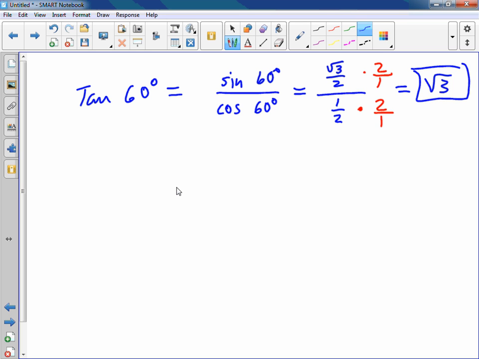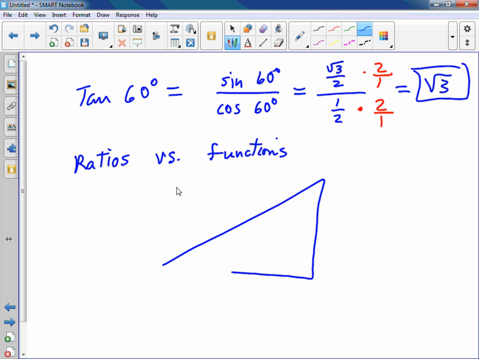I was going to remind you all about ratios versus, I don't know, functions. If we're dealing with, and I'll start with a right triangle because it's more straightforward. If we're dealing with this angle, which, I don't know, 30 degrees here, and this is 1, then what's this length here?